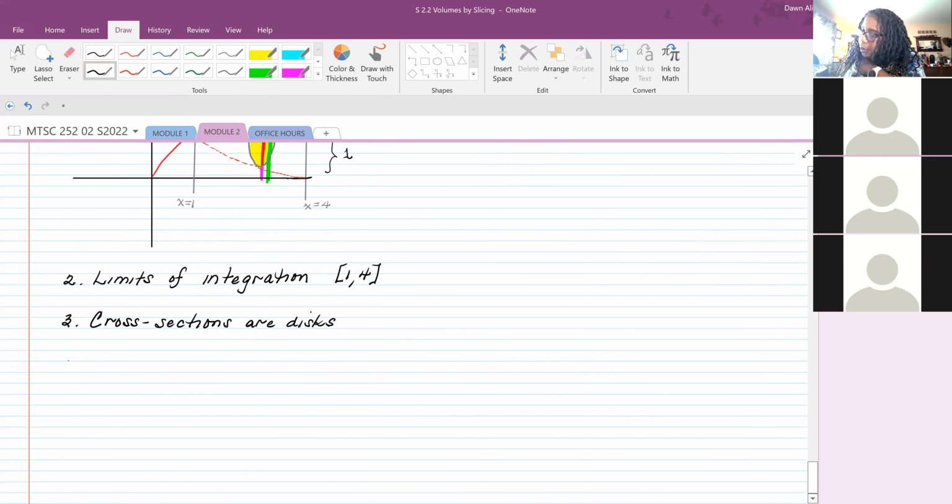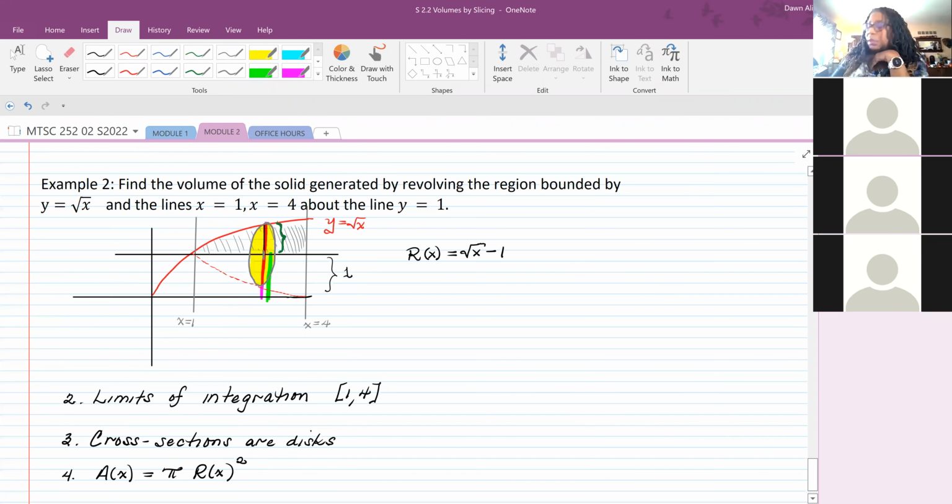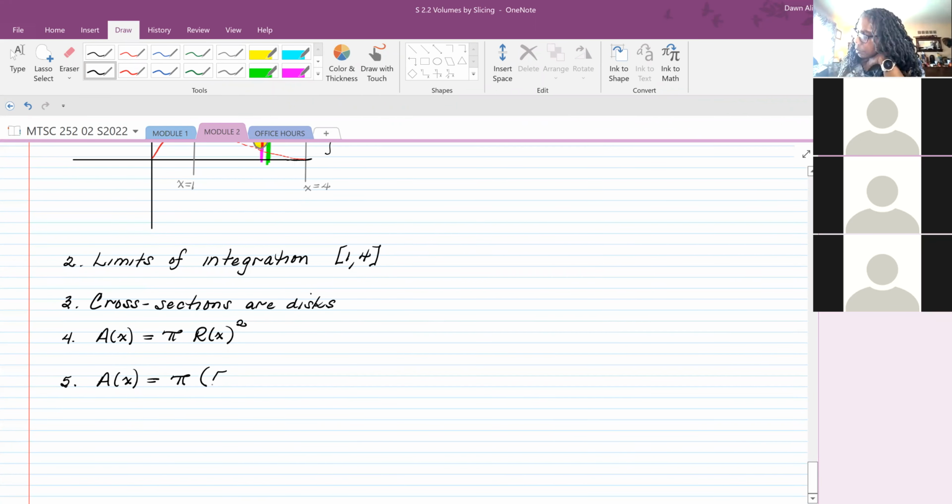So therefore, my area is pi times whatever radius I find squared. So now if I plug it in, I get pi times the square root of X minus 1, quantity squared. So that's my radius squared.